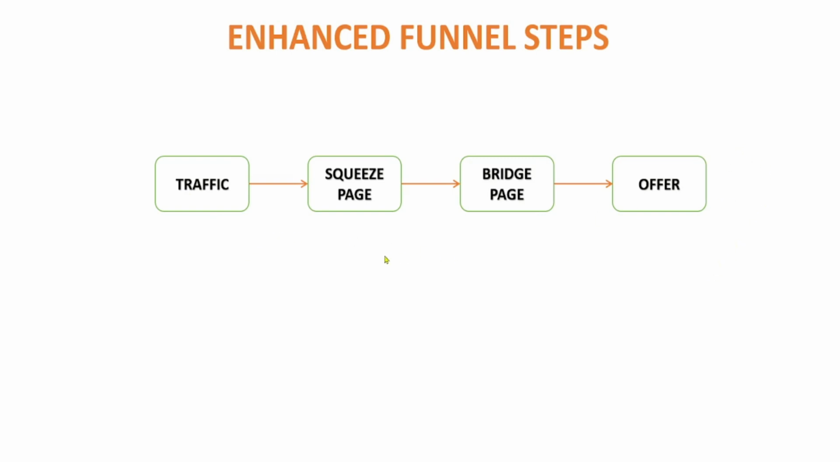So, for example, if there are 1,000 visitors coming from any organic traffic or a paid ad traffic, now if you imagine a 50% conversion rate on your squeeze page, then you will have 500 people. Now from these 500 people, imagine you have a 50% conversion rate and you will have 250 people at the end of your bridge page. Only 250 people will be visiting your offer, and the conversion rate might be like 5%, 10% or 20% depending upon your offer.